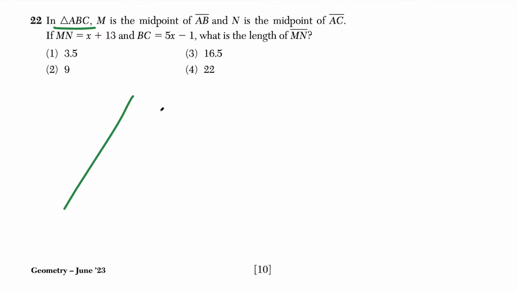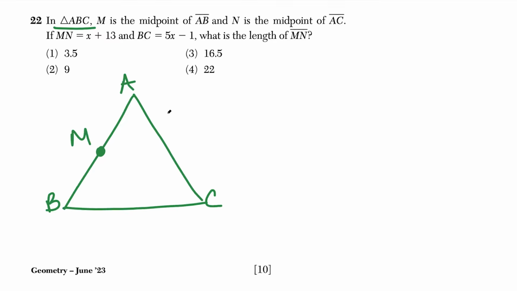Question 22, we have triangle ABC. So the first thing I'm going to do here is just draw out a triangle and we're going to name it ABC. So there's our triangle, triangle ABC, and we're told that capital M is the midpoint of segment AB. So I'm going to draw M right in the middle of this line segment, and we're told N is the midpoint of AC. So I'll put N over here. And then we're told MN is x plus 13. So I'm going to draw a line here, and we have this is x plus 13 units long, and then BC is 5x minus 1. What is the length of MN?